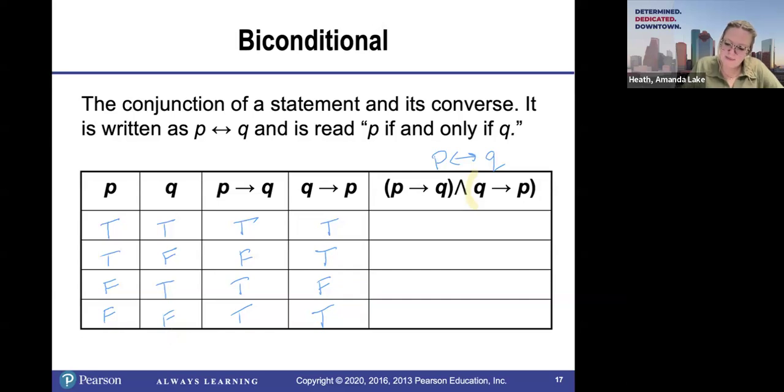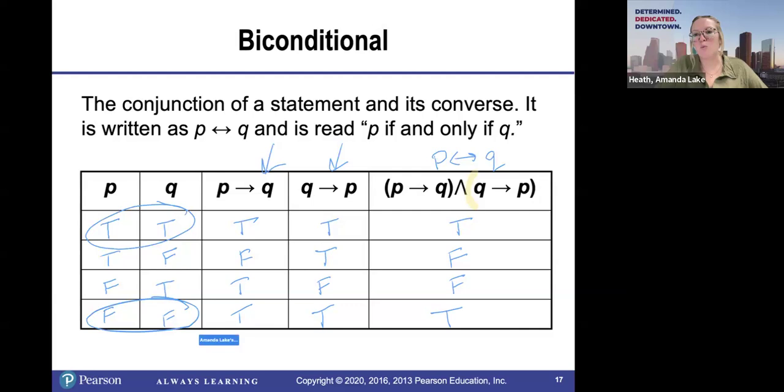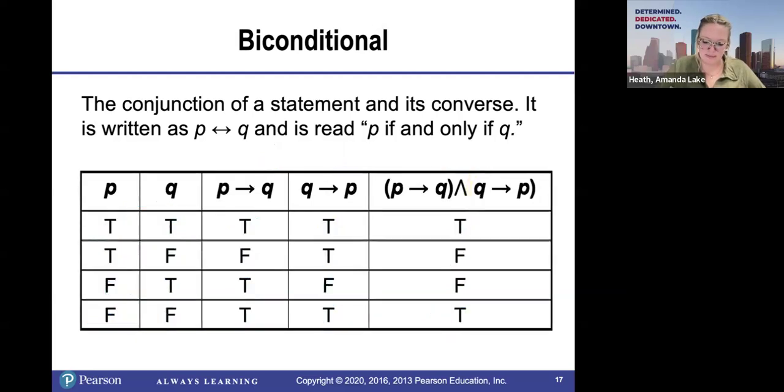And then finally, I have the conjunction of this column and this column. So true and true would give me true, false and true is false, true and false is false, and true and true is true. So P if and only if Q is true only when both are true or both were false. So here's that typed out for you.